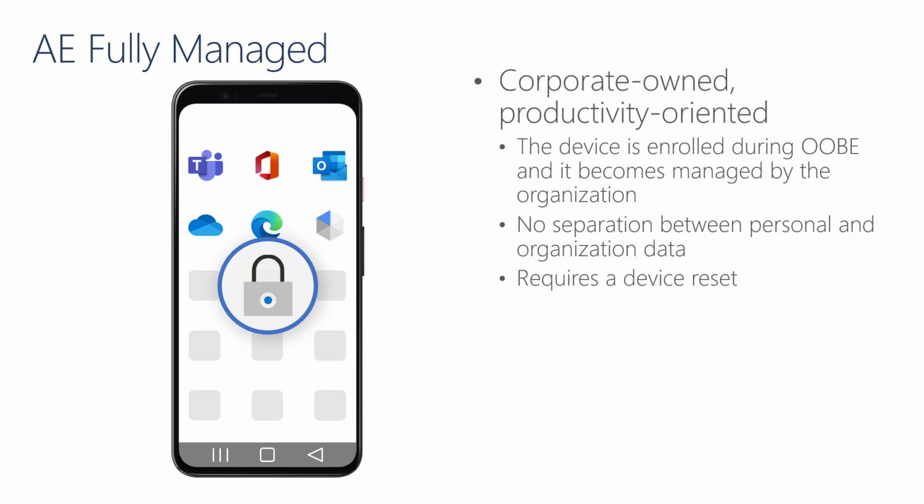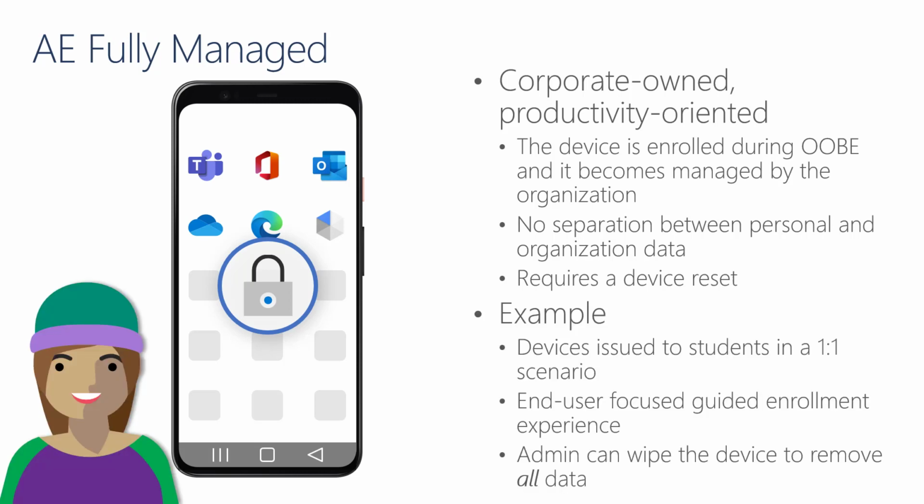All data on the device is considered corporate, so there's no separation between personal and organizational data. As with any of the Android Enterprise corporate-owned enrollment options, a device reset is required to onboard devices during the initial device setup experience. Meet Alison Ochoa. She's a high school student at the I4U school, and she has been issued a brand new school device this year. She unboxes her device and walks through the initial device setup experience, logs in with her school account, and immediately sees applications that she frequently uses, such as Word and PowerPoint, coming down to her device. Allison is super excited to finally have her own school device to help her get all of her homework done.